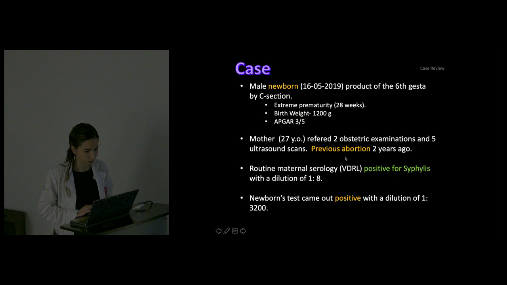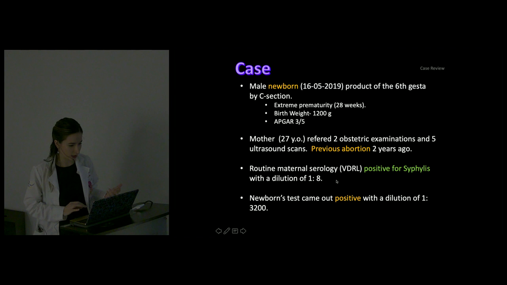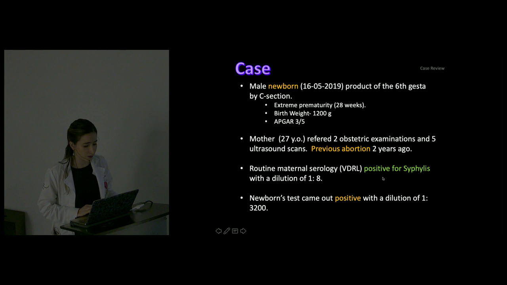The routine maternal serology done in our institution at admission for delivery tested positive for syphilis with a dilution of 1:28, which is really high. Because of this positive result, the newborn test was also made with a VDRL and also came out positive with a higher dilution of 1 in 3,200. This is the test that came out positive.